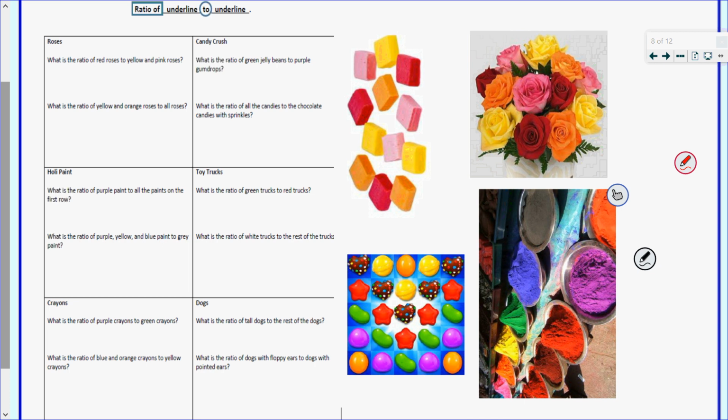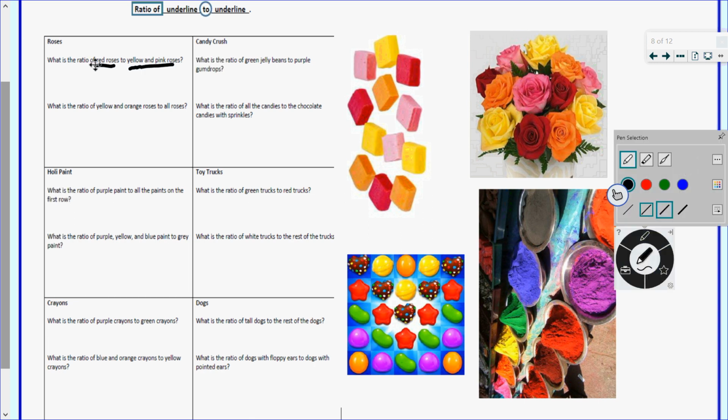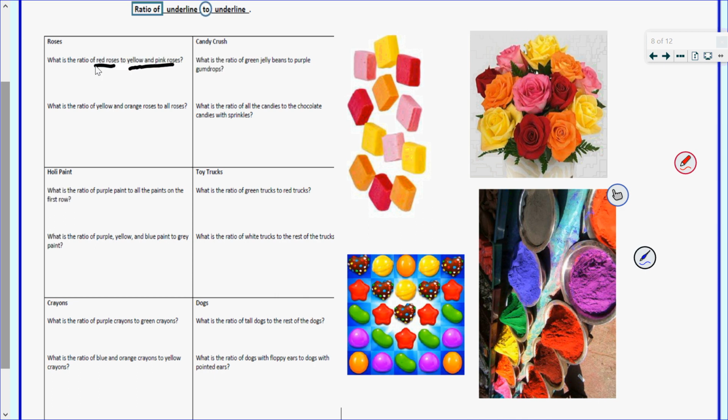So let's go through this. The ratio of red roses to yellow and pink. That's where our initial notes said be careful of words like and or or, that's how you put things together. On this side I've got red. How many red roses are there? 3. How many yellow and pink? 6. So what can I simplify that by? 1 to 2. That should be your final answer. If you add 3 to 6, that's half credit, so minus a half. 1 to 2 is full credit.